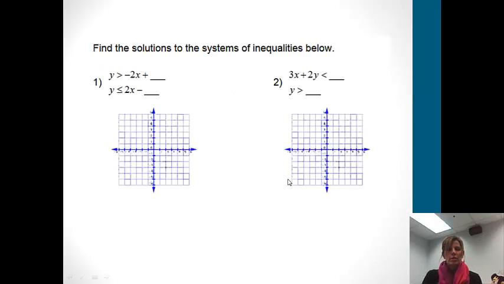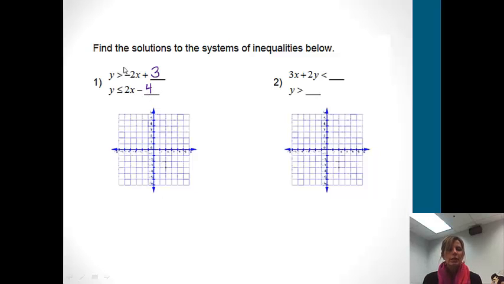All right, we're going to jump right into examples. We're going to find the solutions to the systems of inequalities below, and then as we get through the answer, I'll try to explain what's going on. All right, we've got y is greater than negative 2x plus 3, and then y is less than or equal to 2x minus 4.